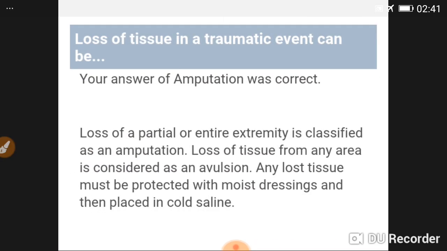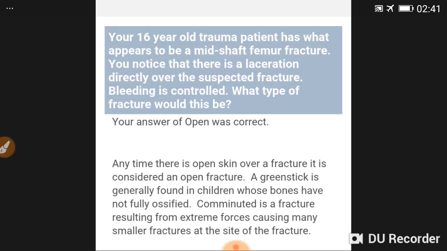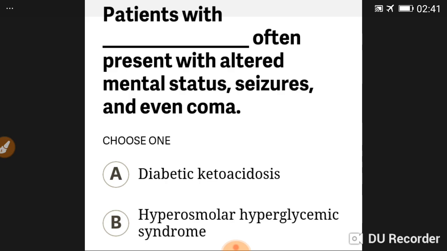Your trauma patient has a left hand caught between roller and roller, so no injury at all was correct. Loss of tissue in a traumatic event is amputation, which was correct. In any traumatic event where there is tissue damage that causes bleeding, bleeding needs to be controlled. What is the proper step? Direct pressure, distal pressure, elevation to negate was our correct answer. This is open fracture, I already explained, right? Now let's discuss another important question.